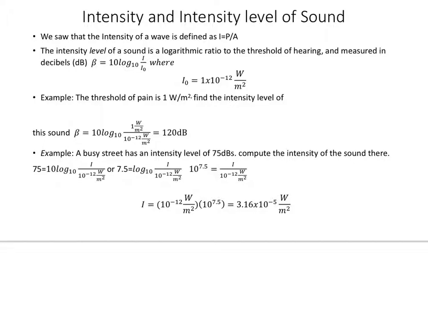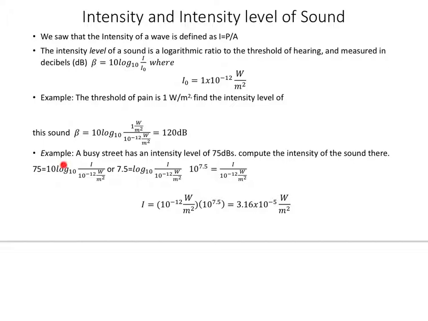Okay, so let's try a pretty simple example. We want to calculate the intensity level for the threshold of pain, which is 1 watt per square meter. So this is a sound so loud that it causes pain to your eardrums, I guess. And so we use this formula up here. So it's 10 times log of 1 over 10 to the negative 12. So 1 divided by 10 to the negative 12 is 10 to the 12th power. When you take the log of that, it's just the value of the exponent. So that's 12. 12 times 10 is 120 decibels.